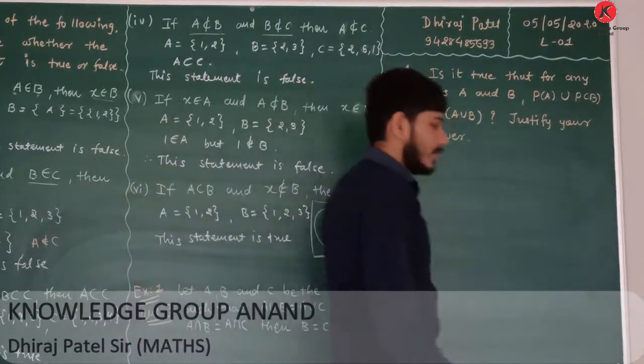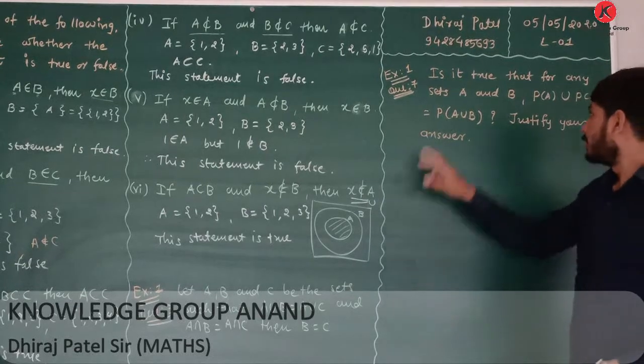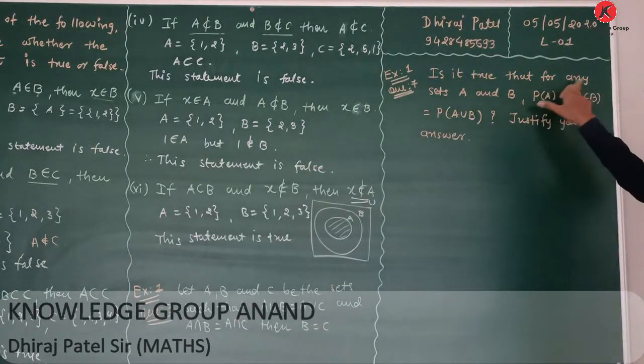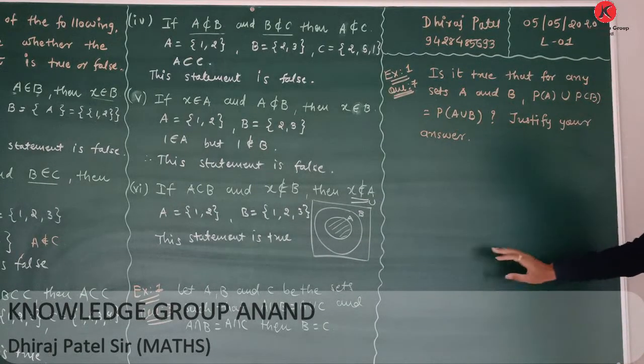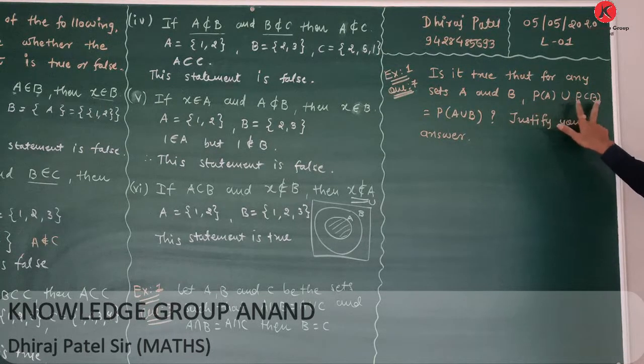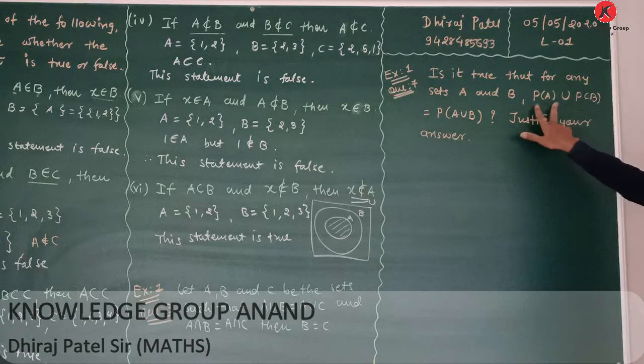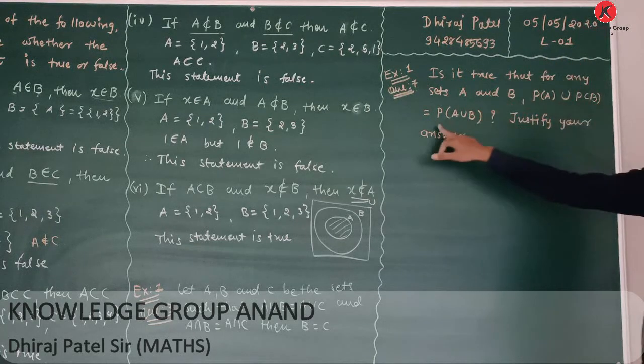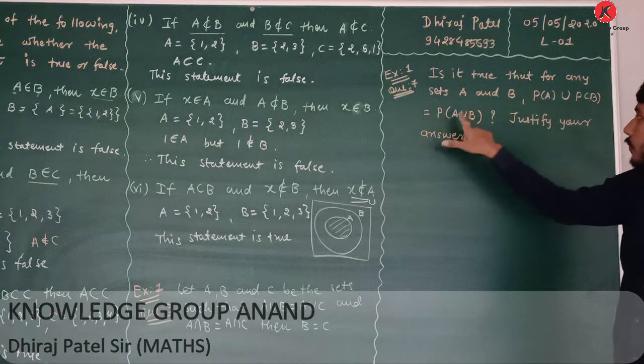Now exercise 1 question number 7. Is it true that for any sets A and B, P of A union P of B, you find the union of P of A and P of B, is equal to the power set of A union B?